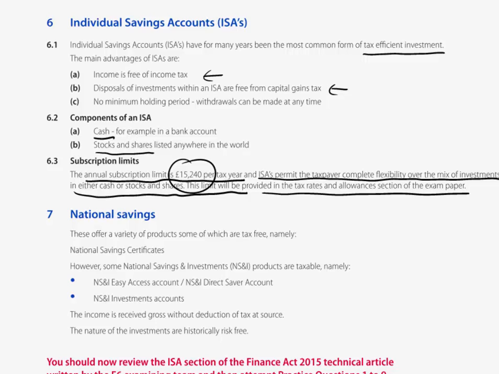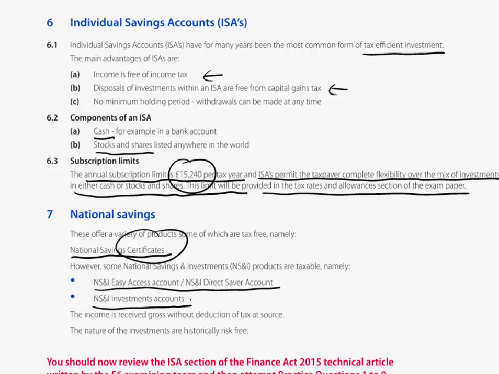Finally here, national savings. Now, there are a variety of products which are tax-free, namely, again, this was mentioned back in Chapter 2, national savings certificates. If you see the word certificates, then the interest income derived therefrom is exempt. But we also have some types of national savings investments that are held in the form of, here are some examples, easy access account, direct saver account, or the national savings investment accounts. Now those forms of interest are taxable.